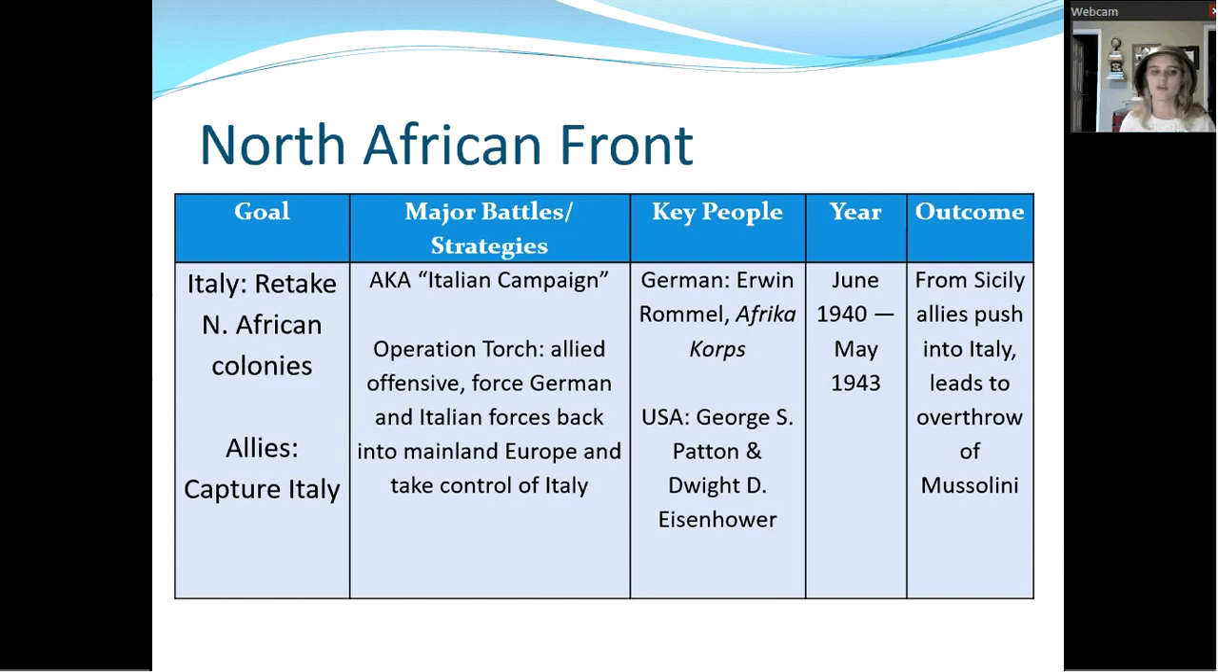The North African front, the Italian campaign, begins in June of 1940 and lasts until May of 1943. It ends when the Allies invade Sicily, and from Sicily the Allies are able to push into Italy, eventually making it to Rome, where they overthrow Mussolini and he is killed. This leads to the fall of Italy and, of course, the fall of Germany's one major ally.